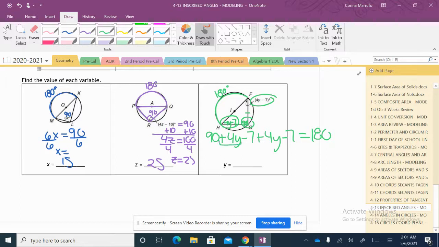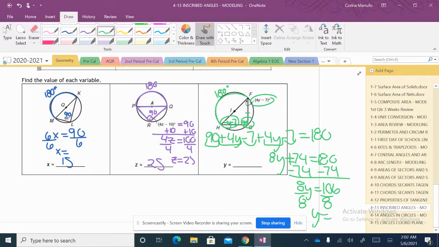So I'm going to combine like terms. 4y and 4y together give me 8y. 90 minus 7 is going to give me, let's see, 83, 74. So it'll be plus 74 equals 180. We solve for y by subtracting the 74. And we get 8y equals 106. We go ahead and divide by 8 on both sides to solve for y.